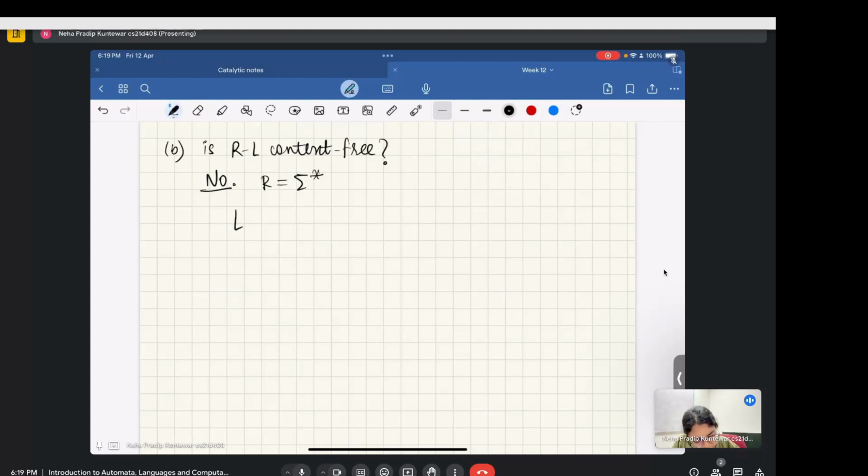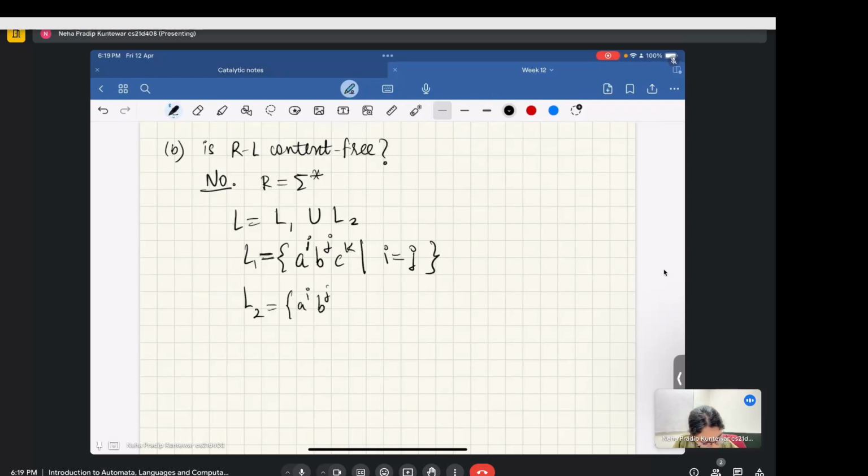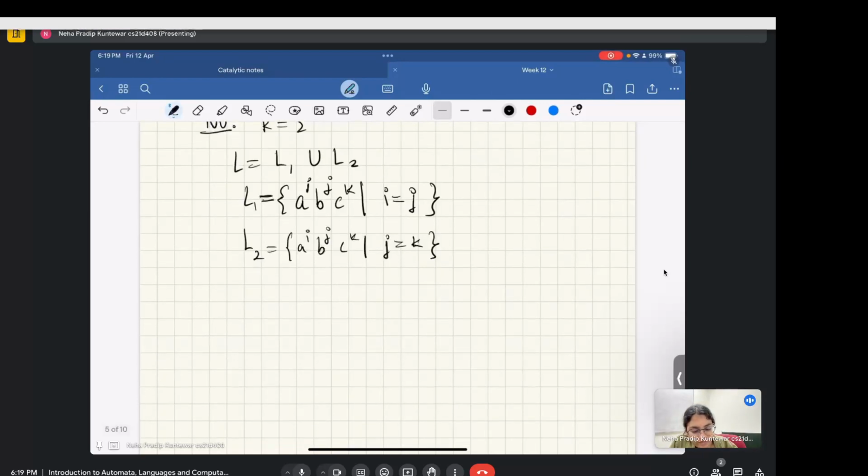Okay, so L is the language which is L1 union L2, where L1 is the set of all a^i b^j c^k such that i is equal to j, and L2 is the set of all a^i b^j c^k such that j is equal to k. So this is L1, this is L2, and we know that L is context free.